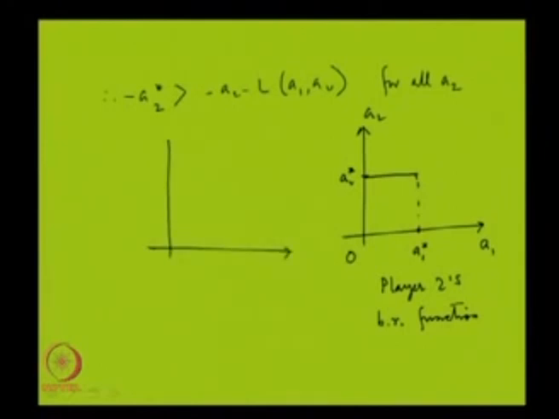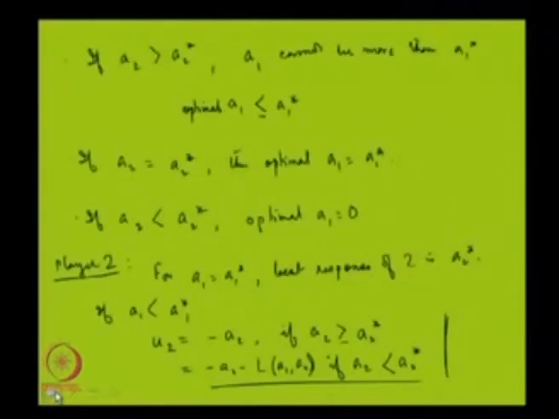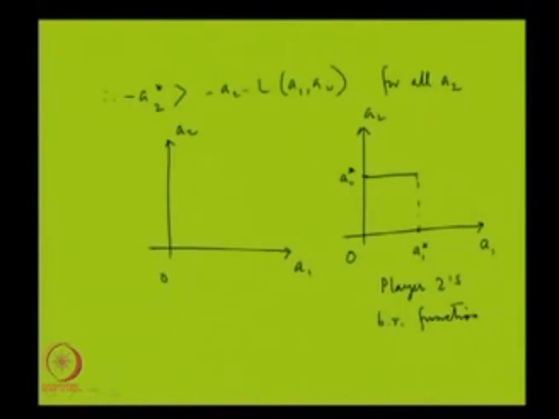And what about player 1's best response function? This is what we have seen as player 1's best response function. It is given by this line. This is A2 star. At A2 star, it is equal to A1 star. And if A2 is greater than A2 star, it can be less than A1 star.